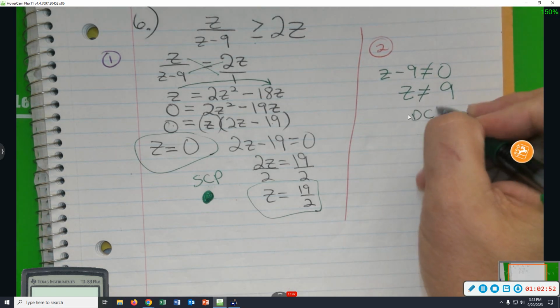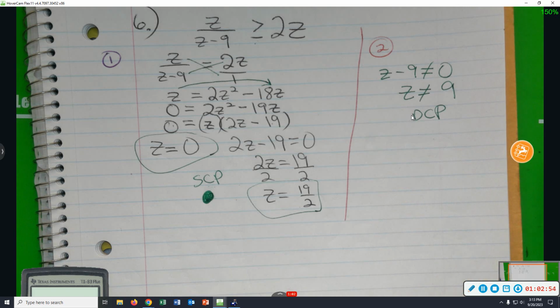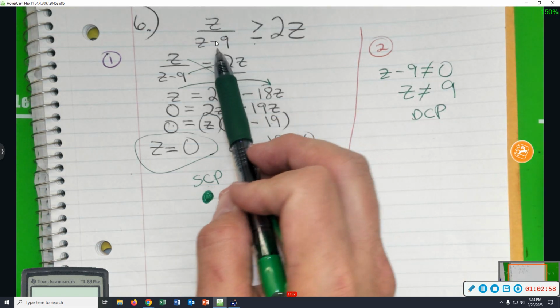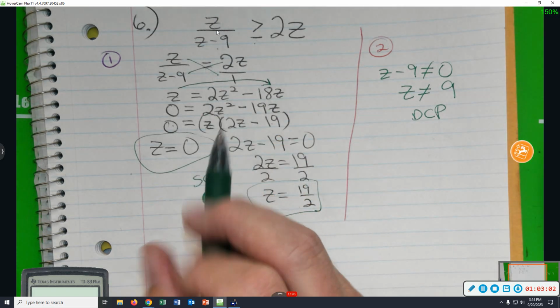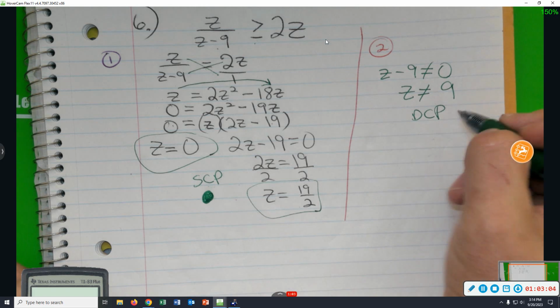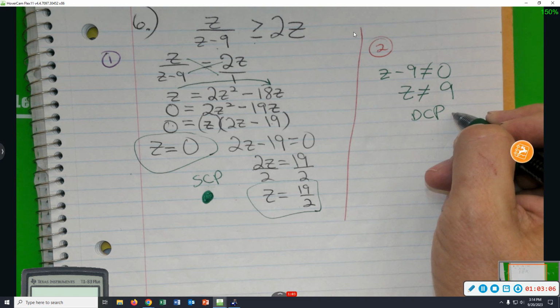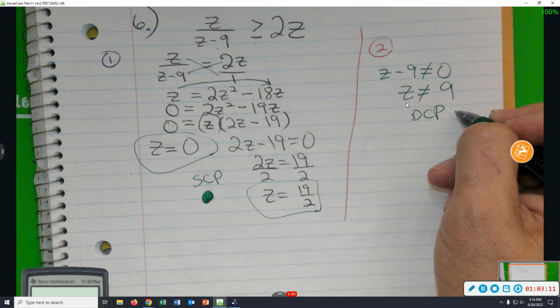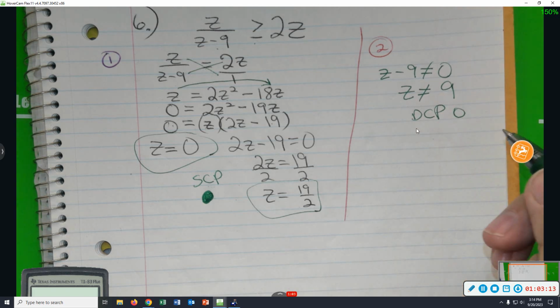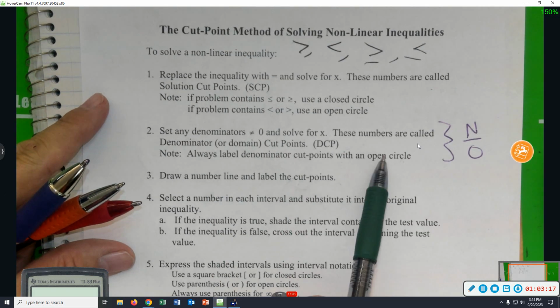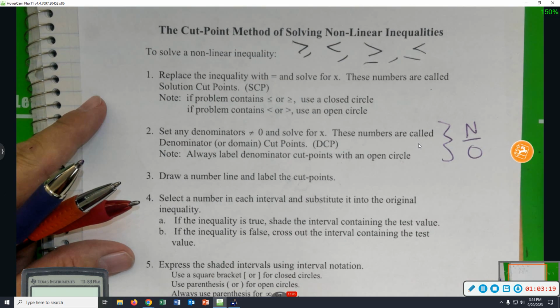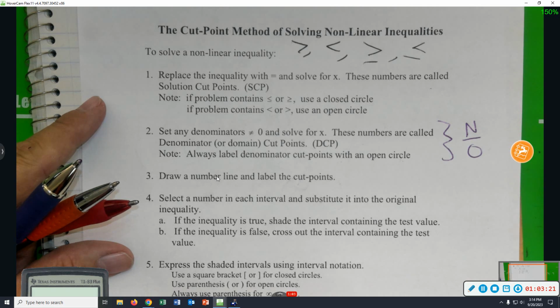And how will I label my denominator cut point? If you plugged that 9 in, you'd get 9 over 0. Do you ever want denominators to be 0? No. So how will I label the denominator cut point? Open or closed? Open. As I said, open means not including. So always label denominator cut points with an open circle. Any questions there?